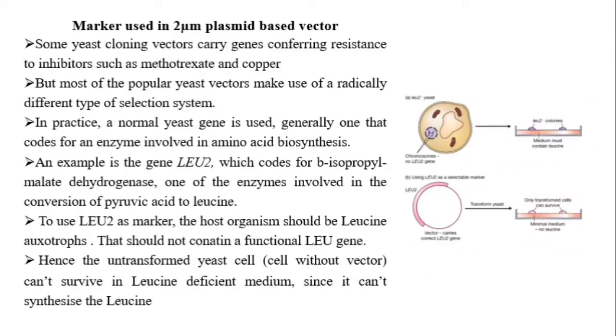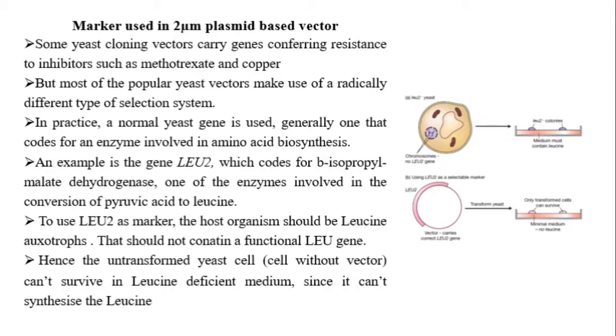First, in the 2 micron plasmid based vector construction, we can see what marker genes are used in 2 micron plasmid based vectors. Some yeast cloning vectors carry genes that give resistance to inhibitors such as methotrexate and copper.